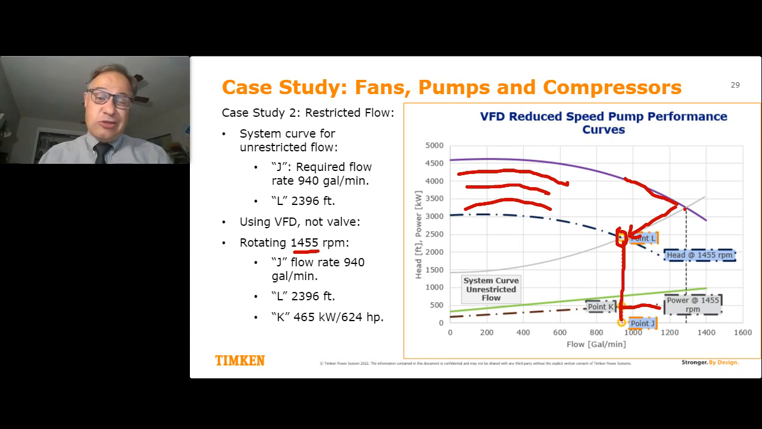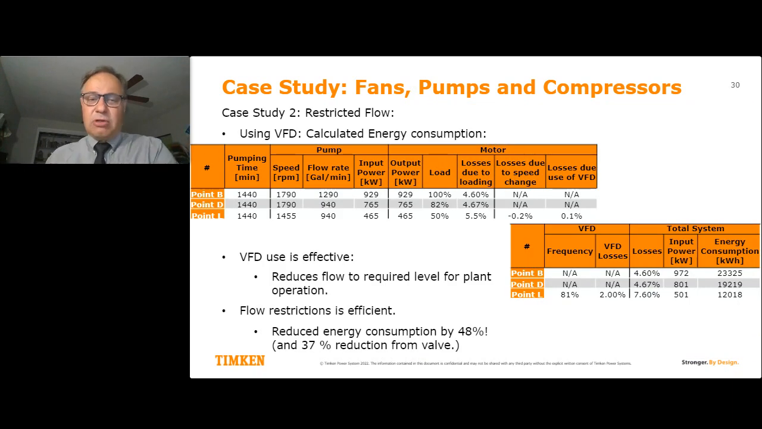But wait, we need to remember that there are these additional losses in a VFD. And again, I'm not trying to tell fairy tales. I want to get real life results. So what I did was duty point B was the unrestricted flow, which is too much. I can't use that. That consumed 23,000 kilowatt hour.